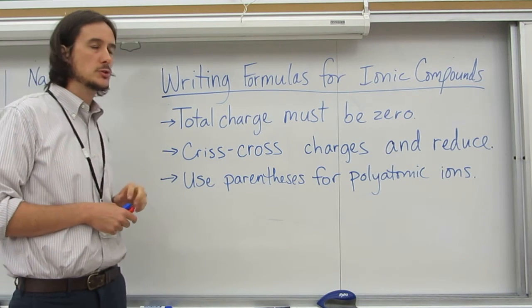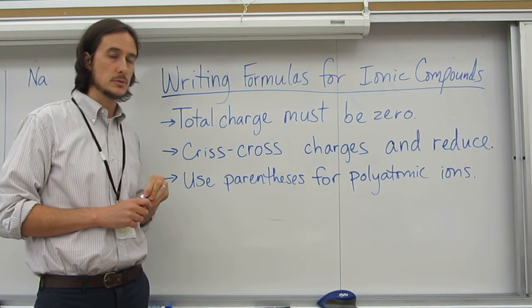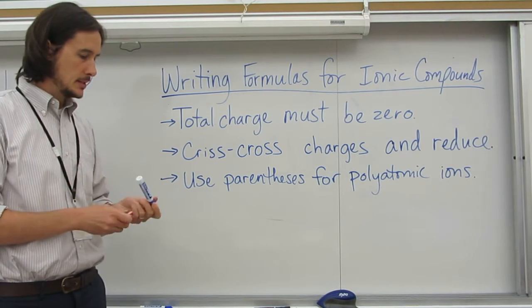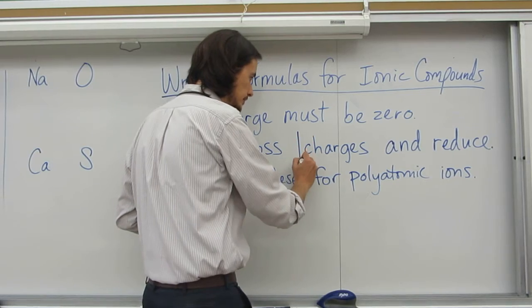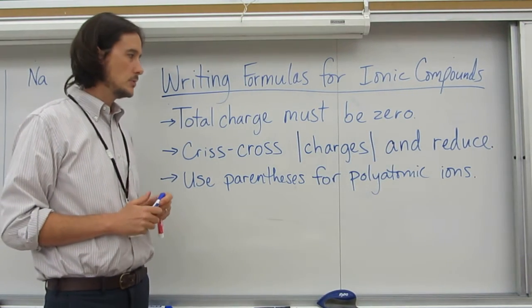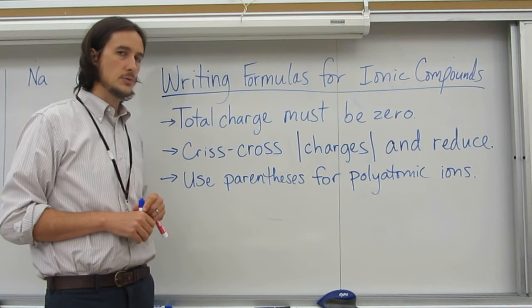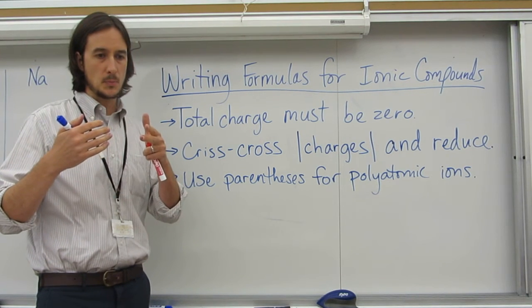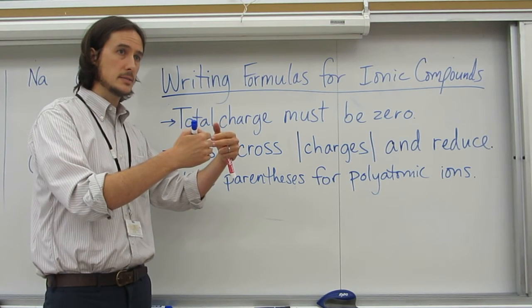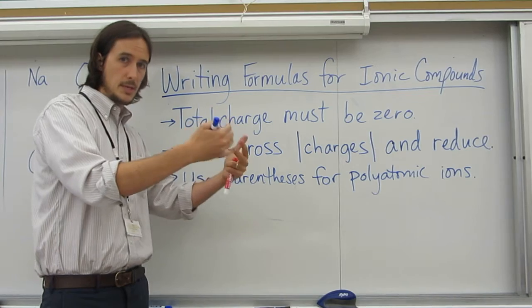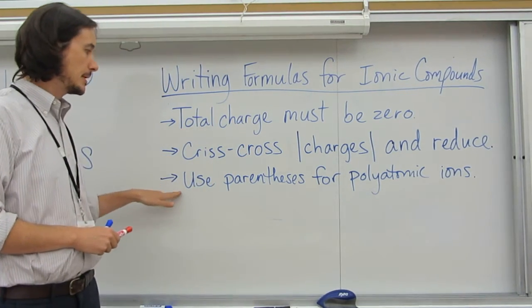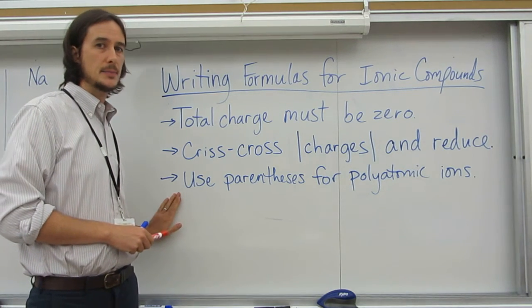What you're going to do is crisscross the charges and reduce. Okay, so you look at the charges. I'd like to add something to that: I'm going to add its absolute value. You're going to crisscross the absolute value of the charges and reduce. So if one ion is +2, you're thinking about the 2. If another ion is -3, you're thinking about the 3. It's the value of the charge. And make sure you use parentheses for polyatomic ions.